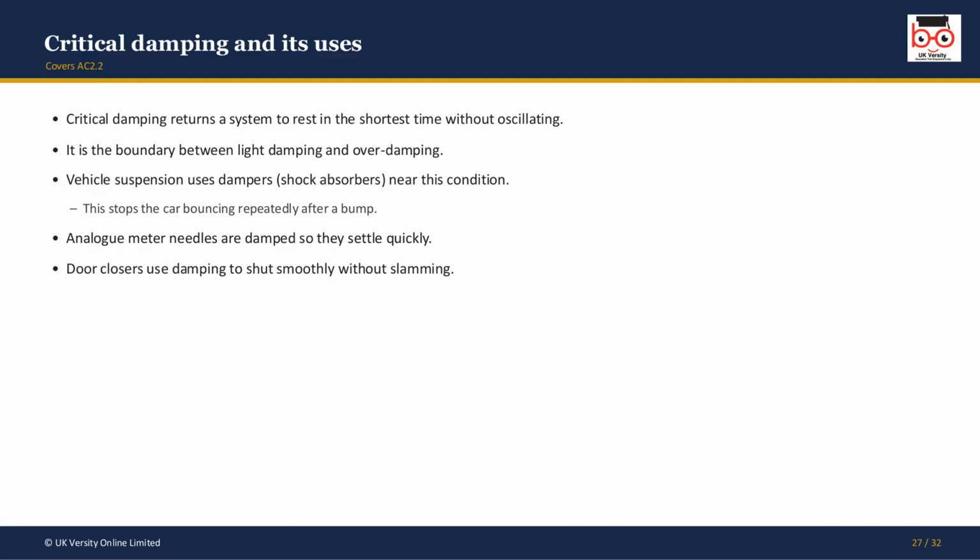Vehicle suspension uses dampers, the shock absorbers, working near this condition, which is what stops a car bouncing up and down repeatedly after a bump. The same idea makes the needle of an analog meter settle quickly rather than swinging, and door closers use it to shut a door smoothly instead of slamming.